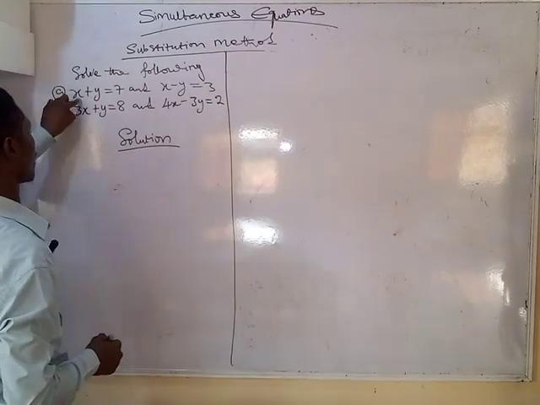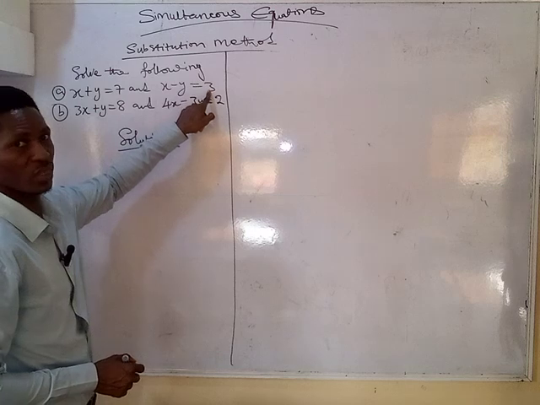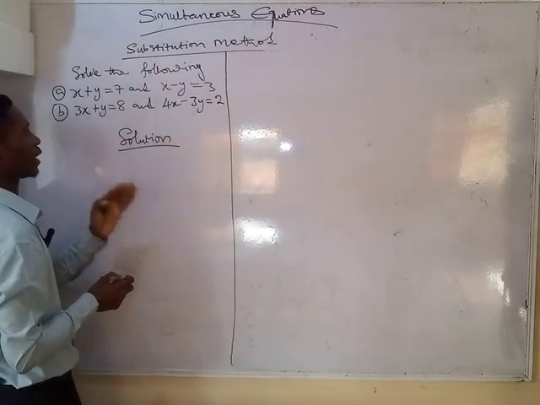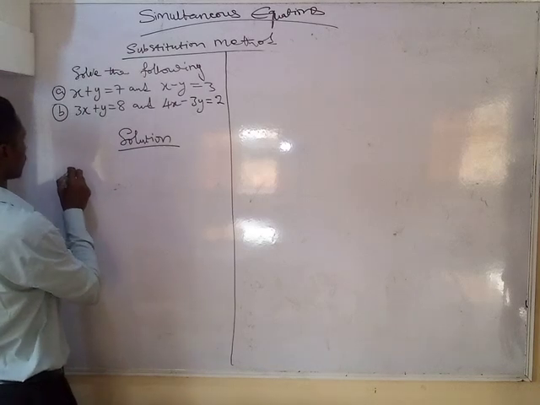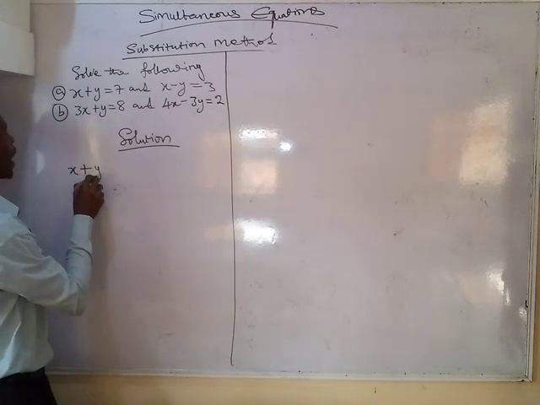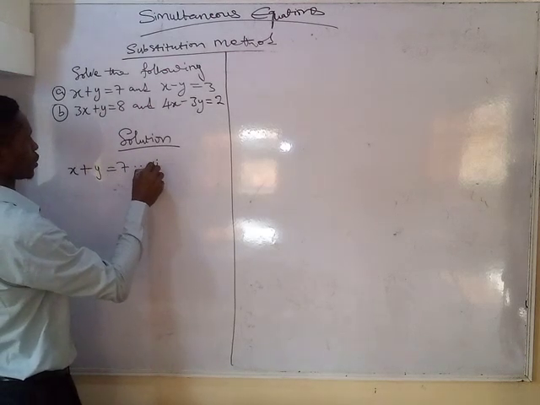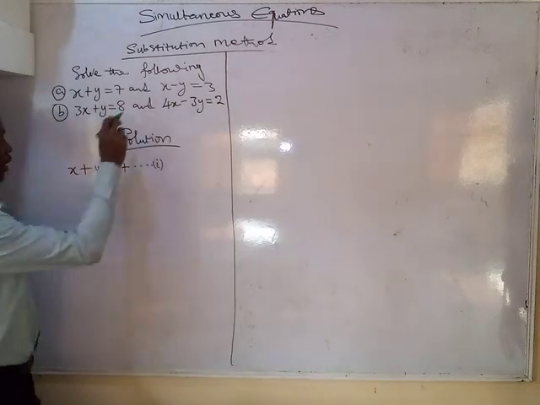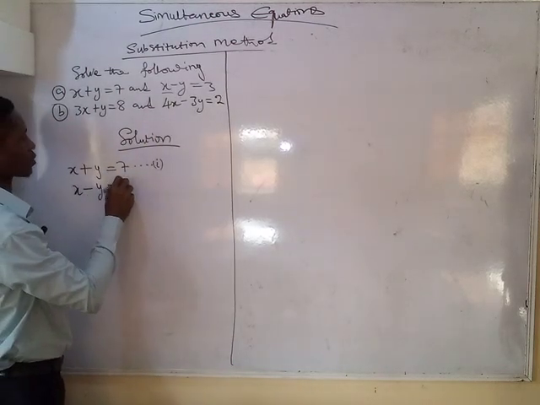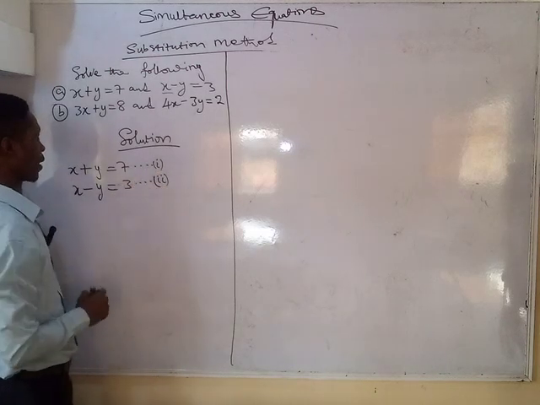The first question says x plus y equals 7 and x minus y equals 3. So we write that out as equation 1 and 2. This is going to be x plus y equals 7. We call this equation 1. The next one is x minus y equals 3. We call this equation 2.